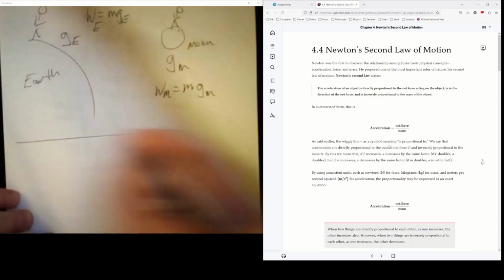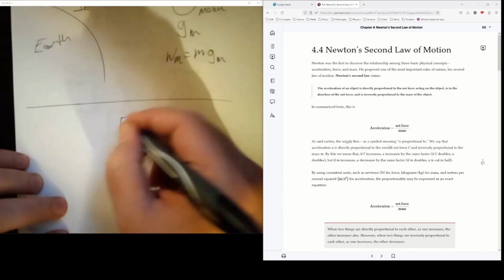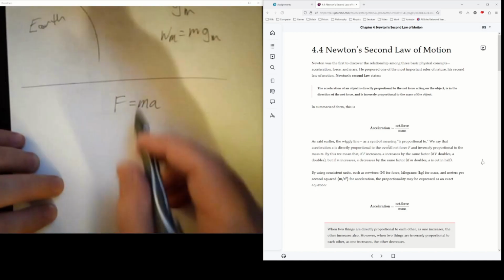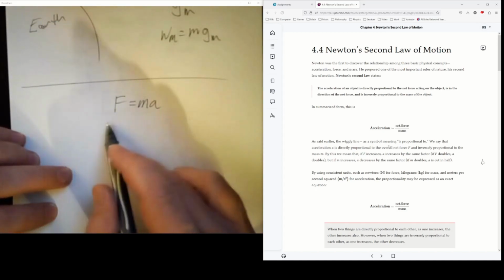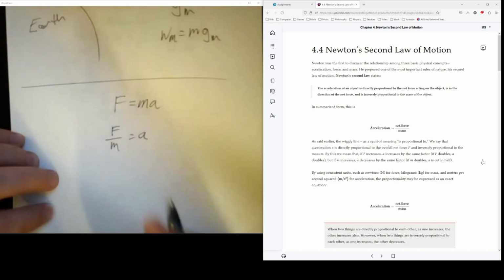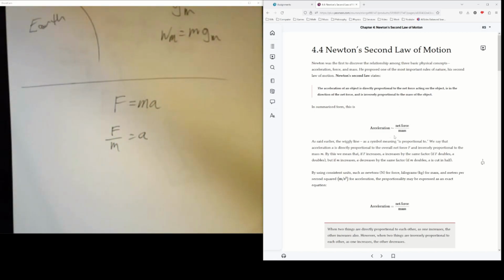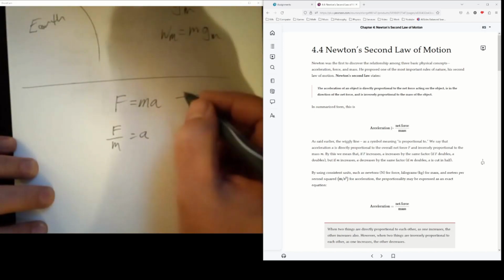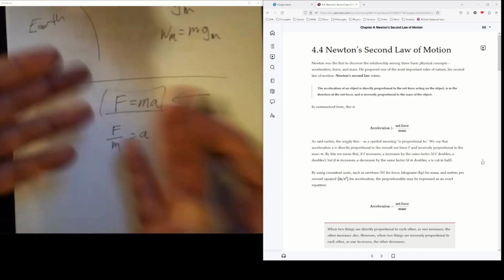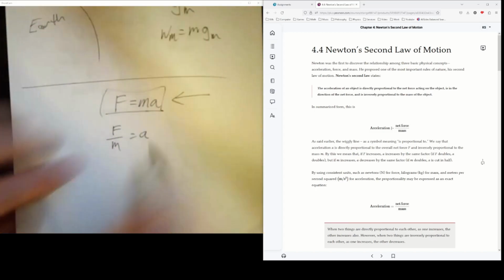So Newton's second law is stated as F equals ma. And with math, you can divide both sides by m and get F over m equals acceleration. And that's what they're showing first. But this is Newton's second law, F equals ma, and then using math, you can rearrange it to get to that.